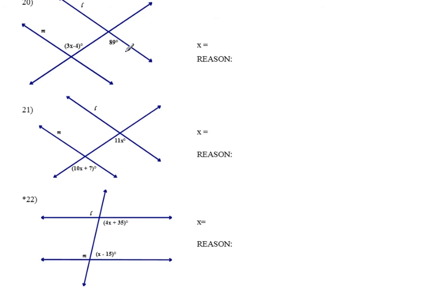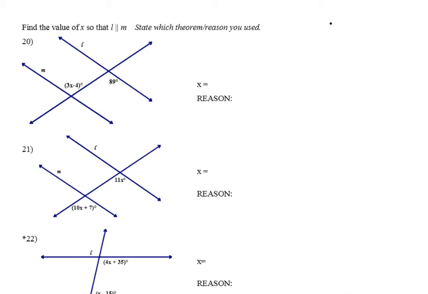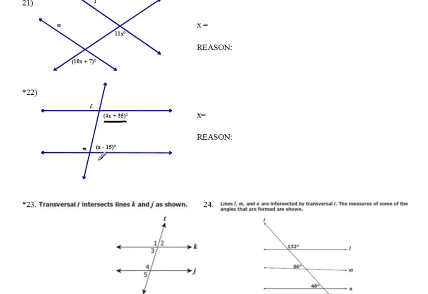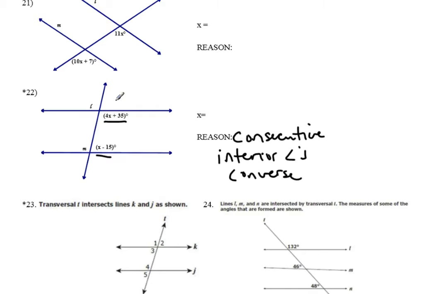Okay, number 22, let's read the instructions. Find the value of x so that L is parallel to M. So if we want to figure out that L is parallel to M, we have to prove that these two are supplementary. And why are they supplementary? Well, the consecutive interior angle converse says that if you have consecutive interior angles that are supplementary, then the lines that form them are parallel. So if these equal 180, then we can prove that L is parallel to M.